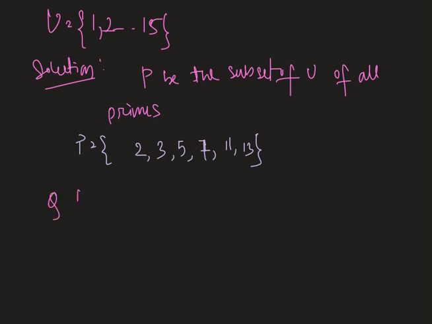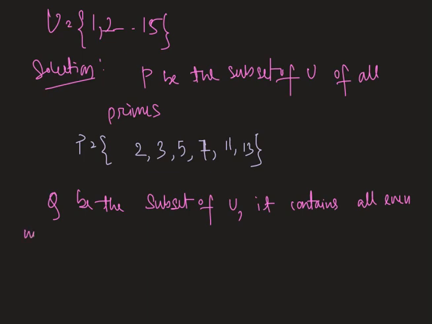Next, Q is the subset of U and it contains all even numbers. Therefore, Q has 2, 4, 6, 8, 10, 12, and 14.